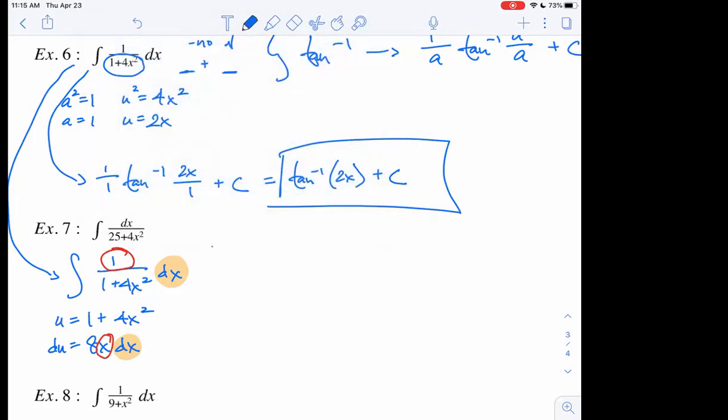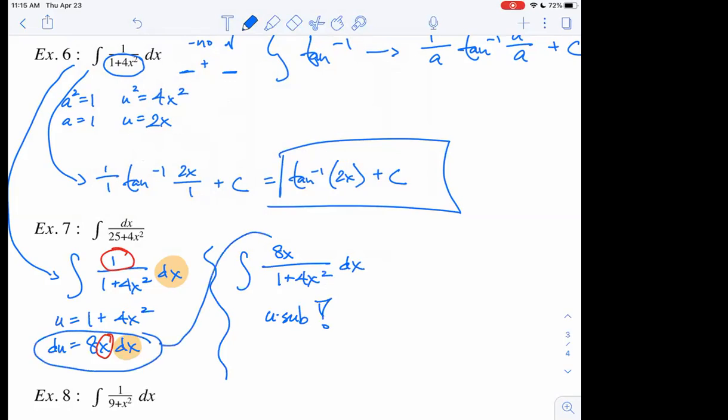Okay, I think I got it. However, if I write the question like this, the integral of 8x over 25 plus 4x squared. Okay, same things I see on the, whoa, I'm writing a different problem. Sorry. Okay, 8x over 1 plus 4x squared. This one, I would use U sub. And the reason why is because I have that matching part for the du.